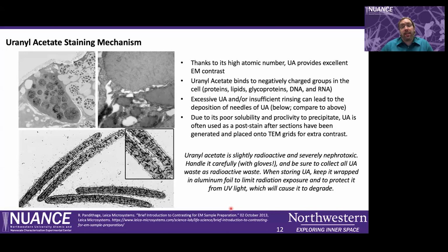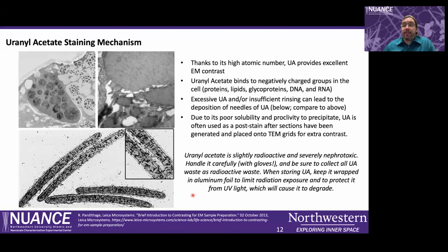The downside of uranyl acetate is that it's not super soluble. So if you add too much uranyl acetate, you run the risk of getting these uranyl acetate needle structures, which can kind of ruin your characterization. That said, you can post-stain with uranyl acetate after you have generated your thin sections to get a little bit more uranyl acetate contrast. So that is a very common thing we do in order to get a little bit of extra uranium contrast into our samples.